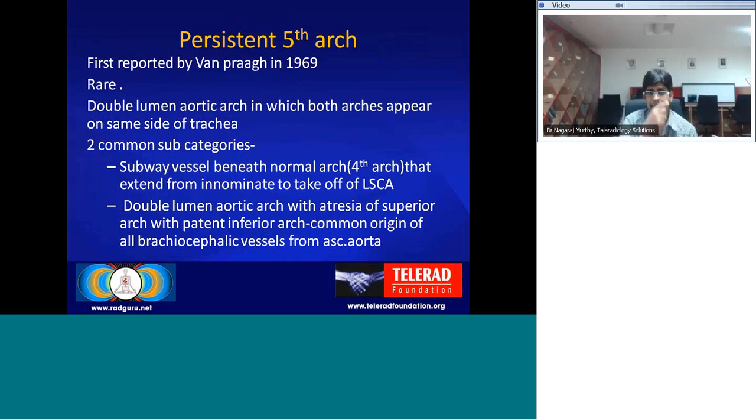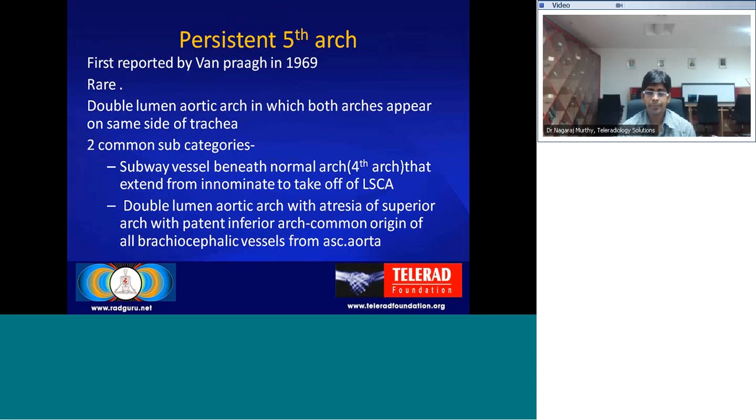Next is persistence of the fifth arch. It was first reported by Van Praagh in 1969. It's a rare anomaly. It is a double lumen aortic arch in which both arches appear on the same side of the trachea. Usually two common types have been described.